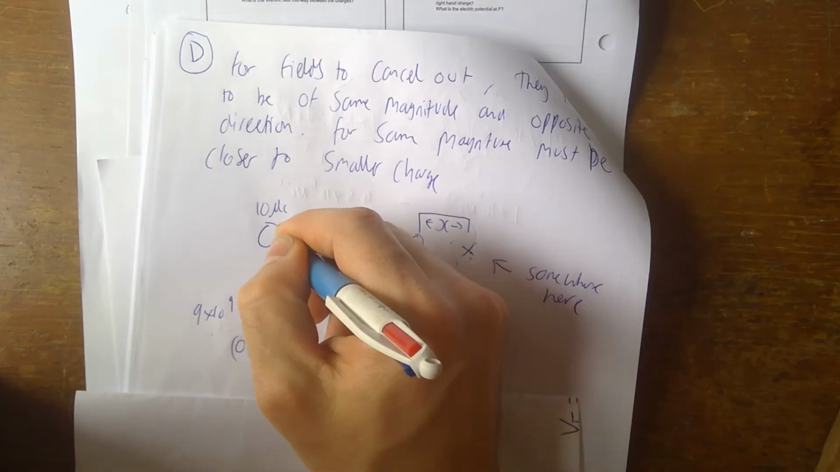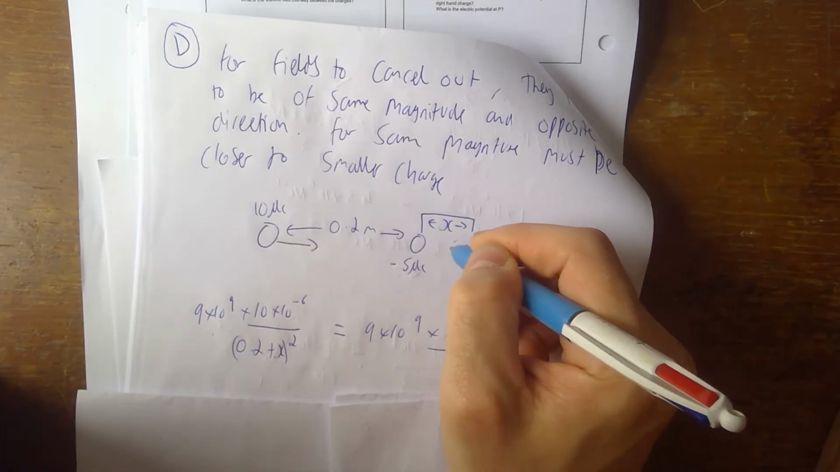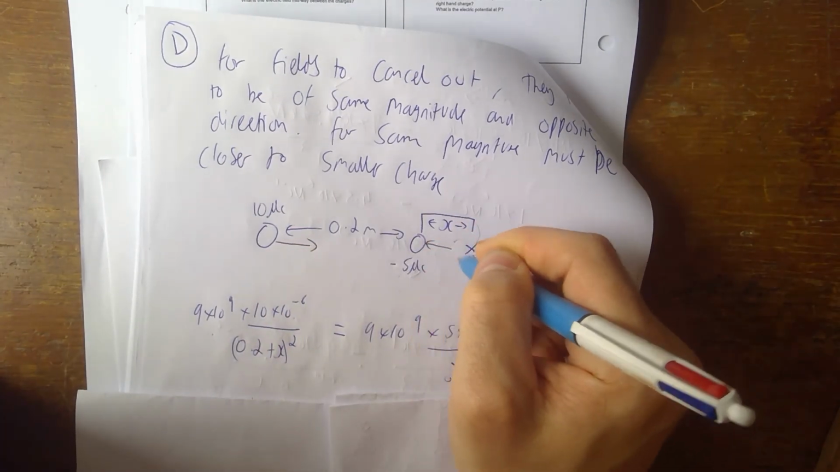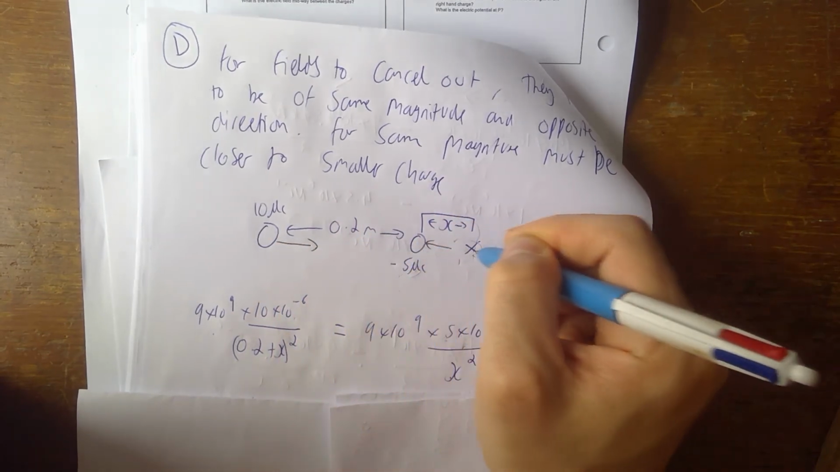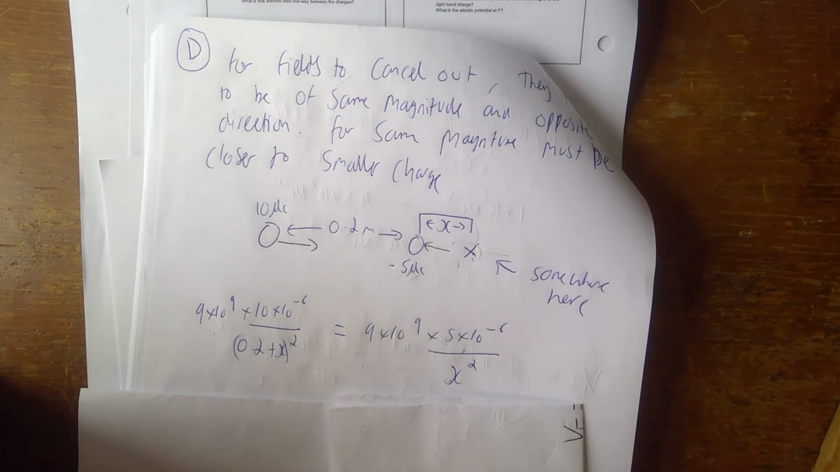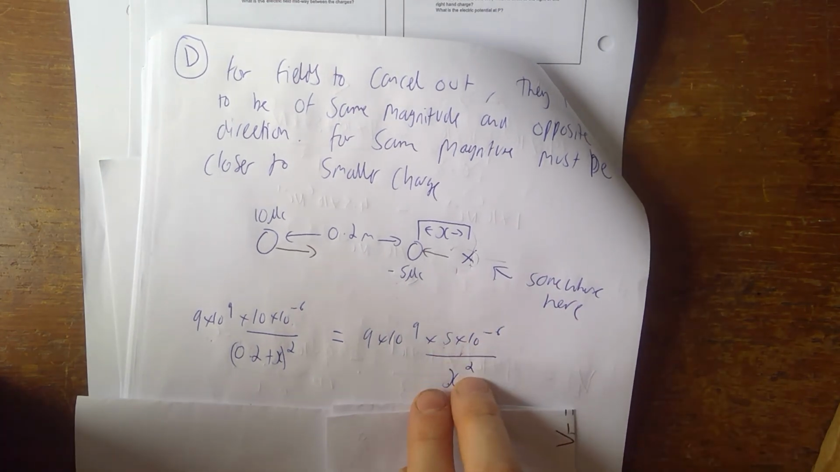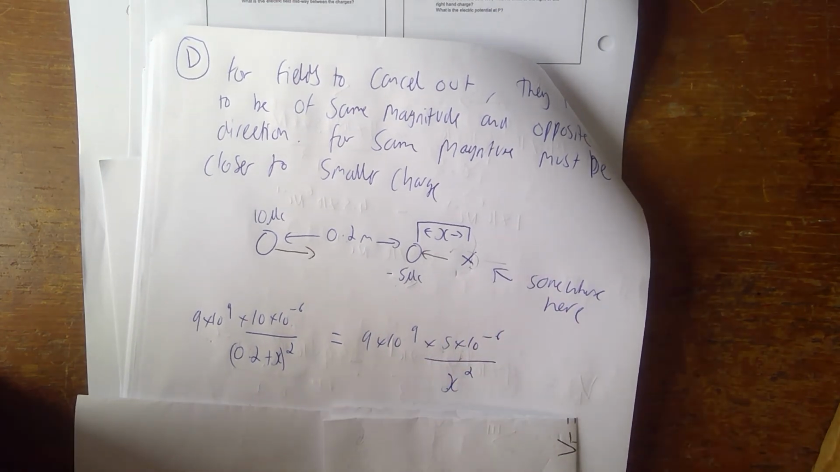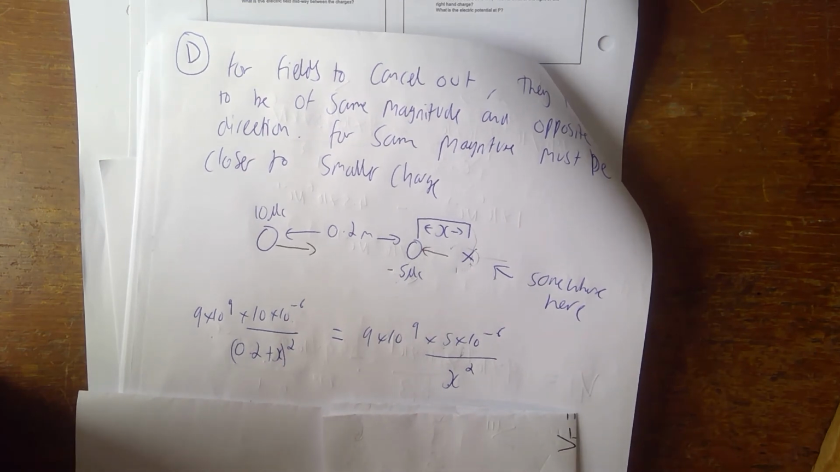So remember, this is positive, so the field is coming out of it. This is negative, the field's going into it. So over here, they are in opposite directions. That's heading this way. This one's heading that way. They would cancel out. Now, we just need to rearrange that and solve for x. Bish bash bosh. You've got your answer.